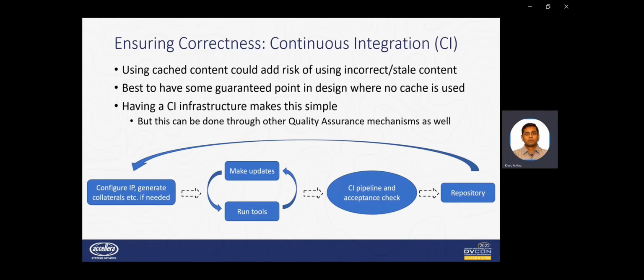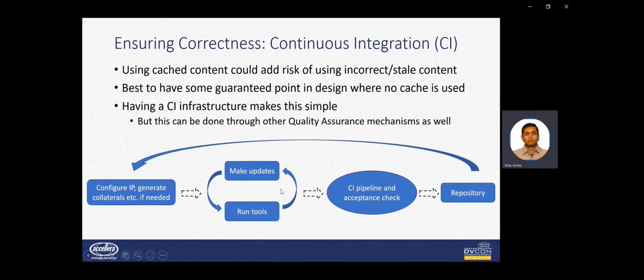So in a continuous integration infrastructure, you have a repository because RTL is text-based. This is easy to do like any other software. So you check out your repository, you configure your IPs if you're dealing with SoCs. You generate collaterals, etc., whatever is needed to get started with your tool runs. Then you change your design or make some updates in how you run the tool. Then you actually run this tool. You iterate for whatever is needed for your activity.